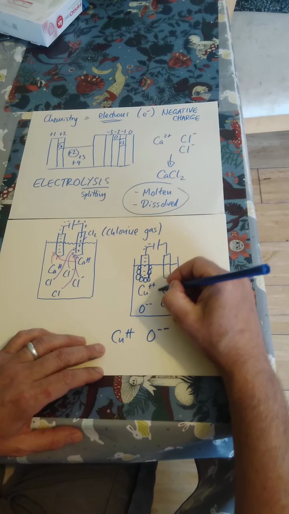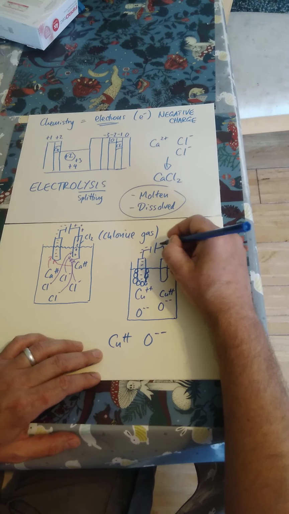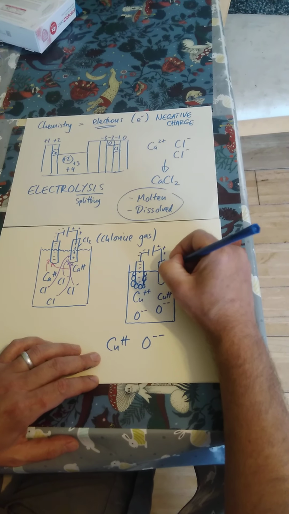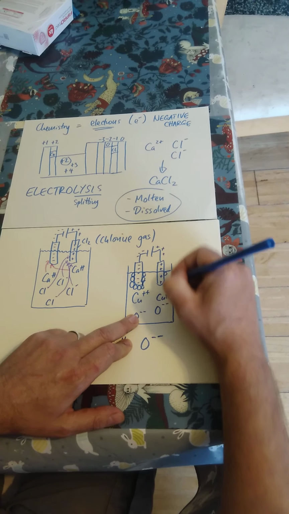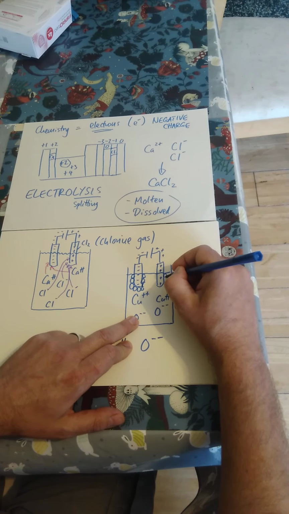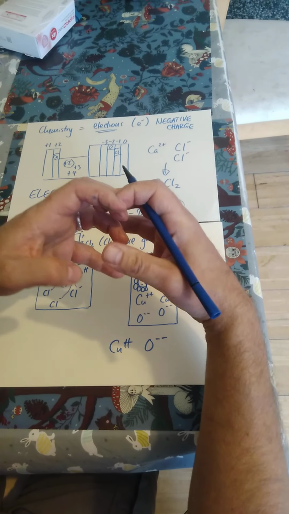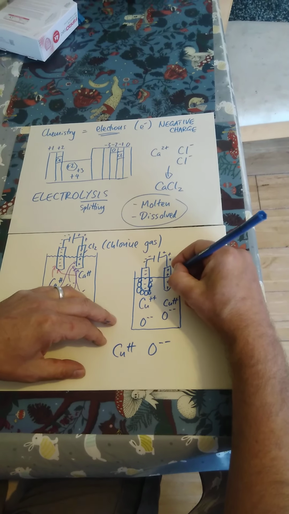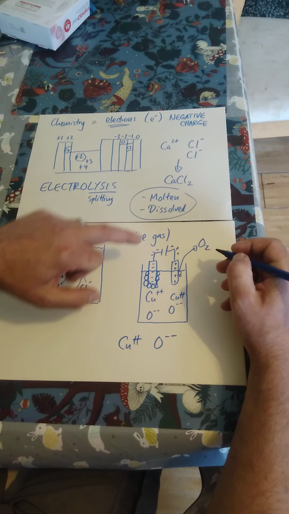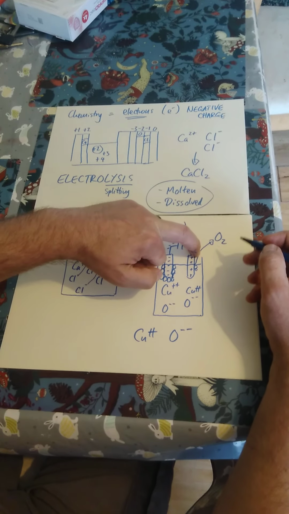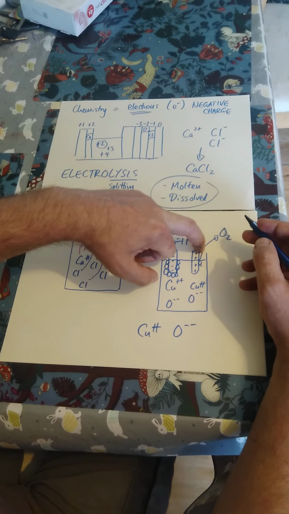These oxide ions float over to the positive electrode and say, I've got to dump my electrons on you. So that dumps 2 electrons and becomes an oxygen atom. That dumps 2 electrons, becomes an oxygen atom. They stick together, and we know that oxygen sticks together to make O2, which is a gas. So it bubbles off. So at this electrode, you get copper metal. At this electrode, you get oxygen gas bubbling off.